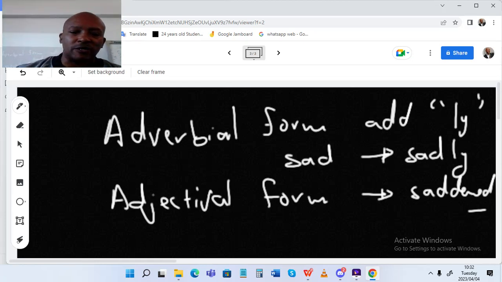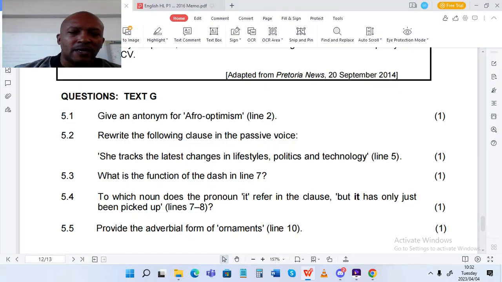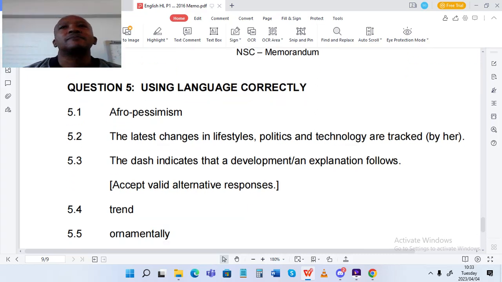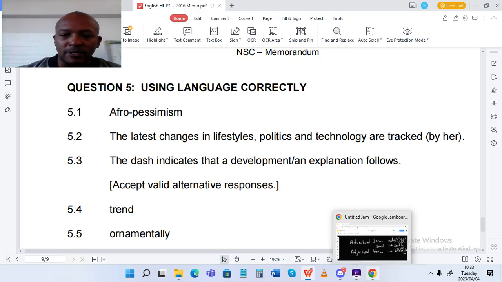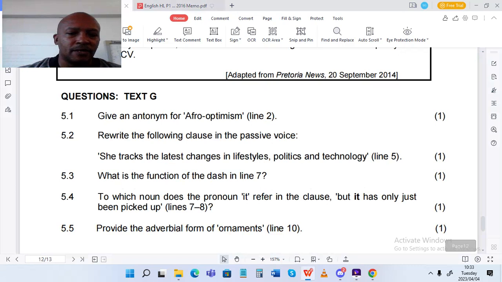Okay, great. Let's quickly go back to the question at hand. Provide the adverbial form of the word ornaments. Ornamentally, is that what you said? Let's see what this memo says. Look how easy the paper becomes if you know the rules. Okay. Next question. That's not where I want to be. I want to be here.